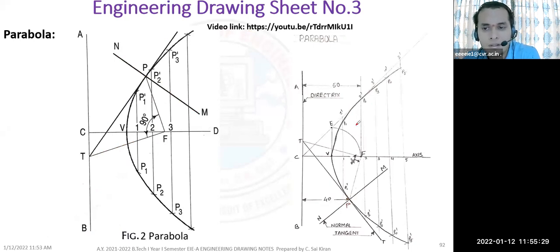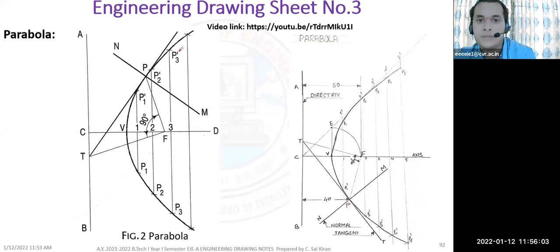Make sure that you give all the labeling such as directrix, A, B, C, axis, 1 to 1 dash, 2 to 2 dash, 3 to 3 dash. Above will be P1, P2, P3, P4, P5. Below will be P1 dash, P2 dash, P3 dash, P4 dash, P5 dash. This problem you can expect as an essay question, directly for 10 marks. But they'll change the value of CF. CF values they give as 50, 45, 60, 75, 77, anything they wish.